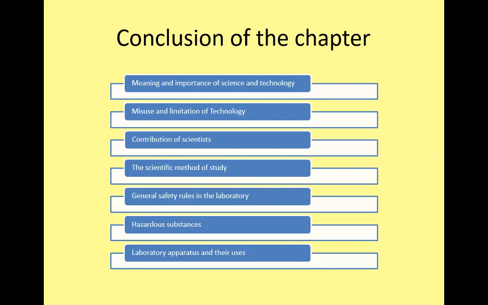Okay, class. So now let's conclude the chapter, what we have learned up till now: meaning and importance of science and technology, misuse and limitation of technology, contribution of scientists, the scientific method of study, general safety rules in the laboratory, hazardous substances, and safe laboratory apparatus and their uses.